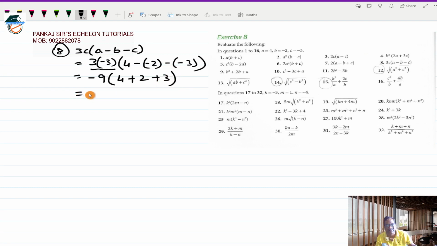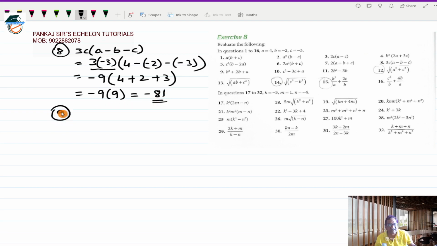That's it. Now minus 9, and this is pretty simple. 4 plus 2 is 6, 6 plus 3 is 9. So minus 9 times plus 9 will be minus 81. That's the answer for the 8th one, minus 81.